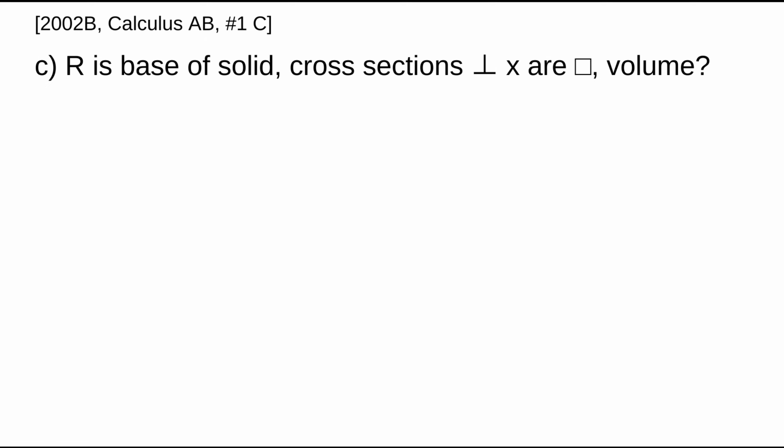In part C of this question, we are given that R is the base of a solid and that cross sections taken perpendicular to the x-axis are squares, and we are asked to find the volume of that solid.